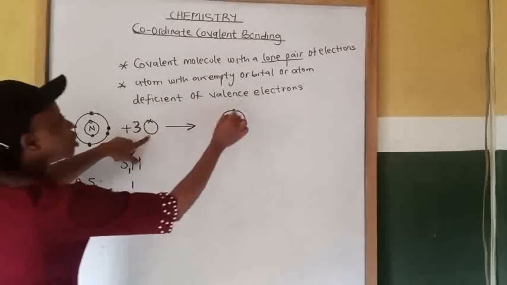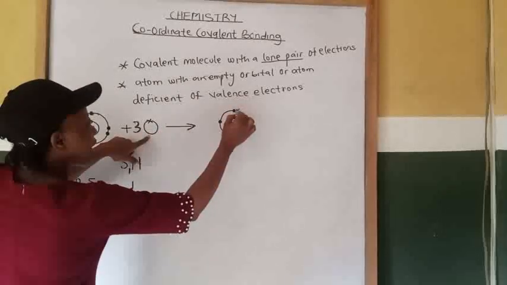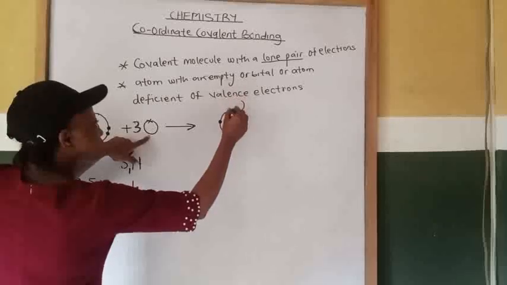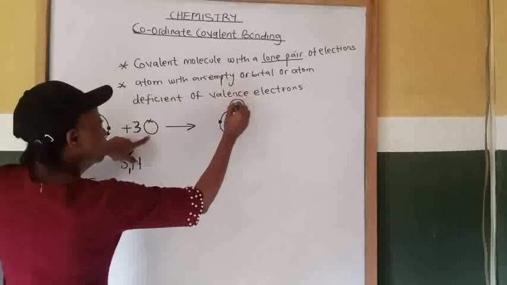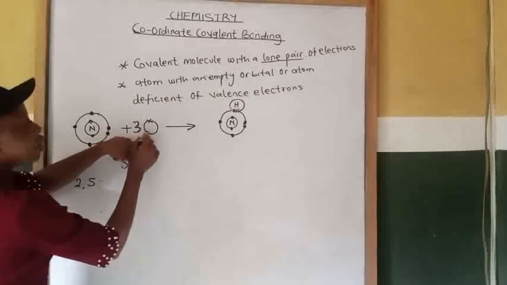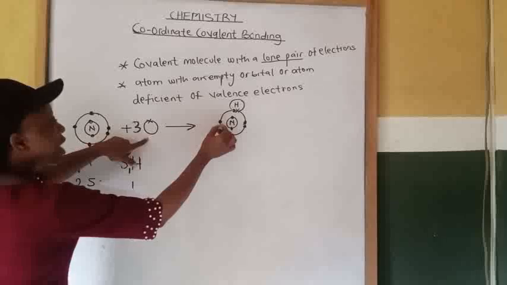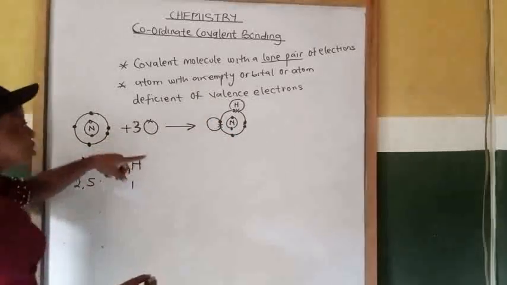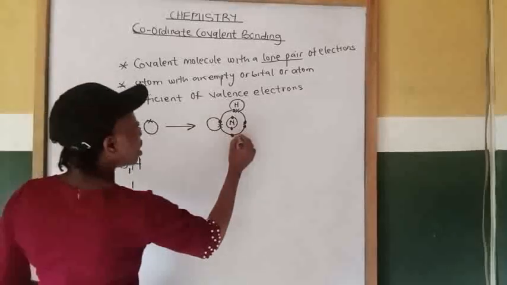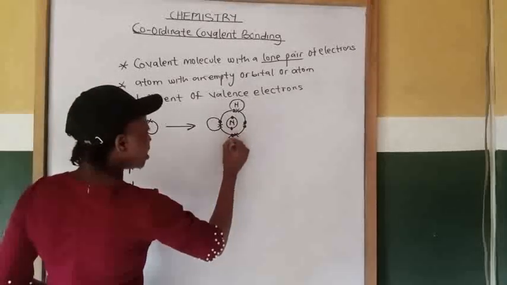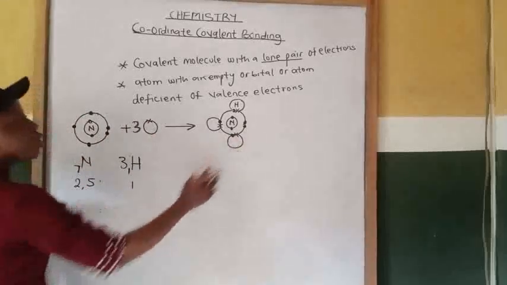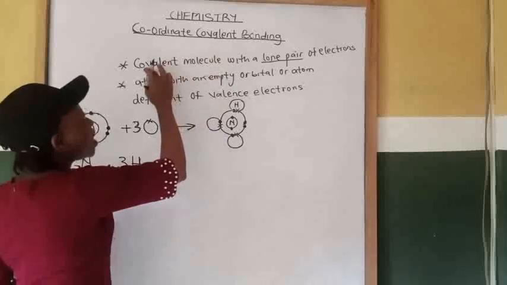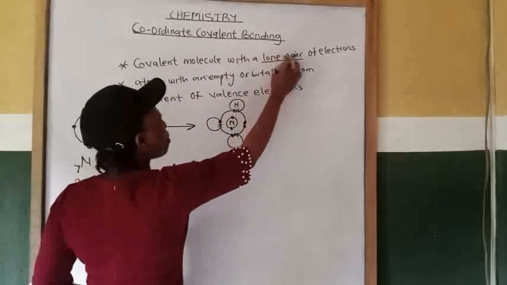So the first hydrogen will come here. Out of 3 hydrogens, the first one will come and pair and share an electron with nitrogen. Then the second hydrogen will come here and share an electron with nitrogen. Then the third hydrogen will come and share an electron with nitrogen. So this is the structure of a covalent molecule. Then we say covalent molecule with a lone pair.